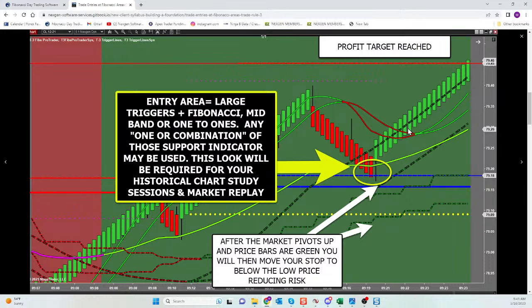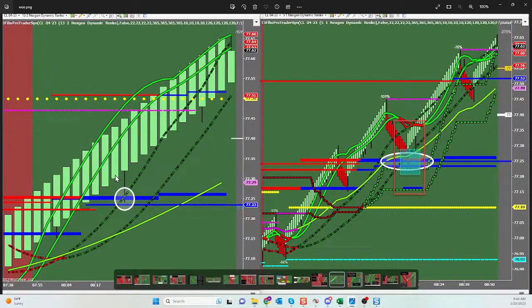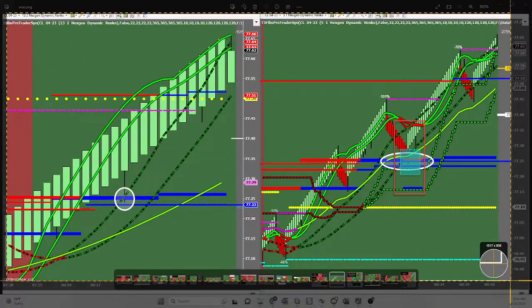Jumping in late increases risk, right? It reduces profit potential. Your first 20 days, guys, is focused on entries. Your first 20 days is recognizing the advantages on the 13-2, strong triggers, no termination conditions, and then being able to identify the area for entry on the 5-1.